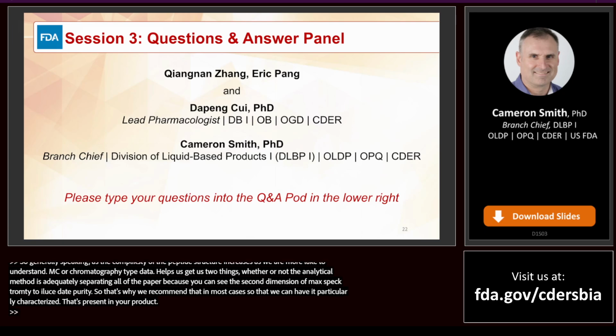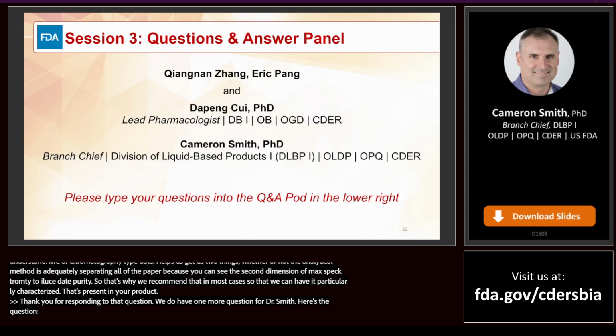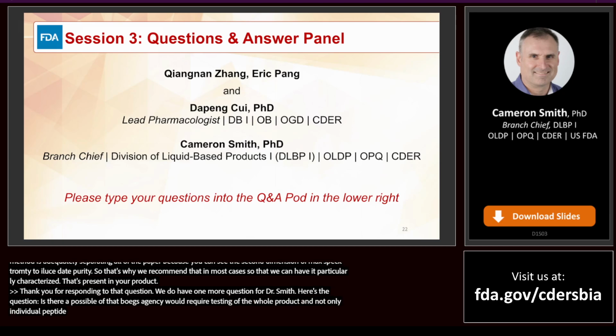Thank you for responding to that question. We do have one more question for Dr. Smith. Here's the question. Is there a possibility that for adaptive immunogenicity, the agency would require the testing of the whole product and not only individual peptide-related impurities?